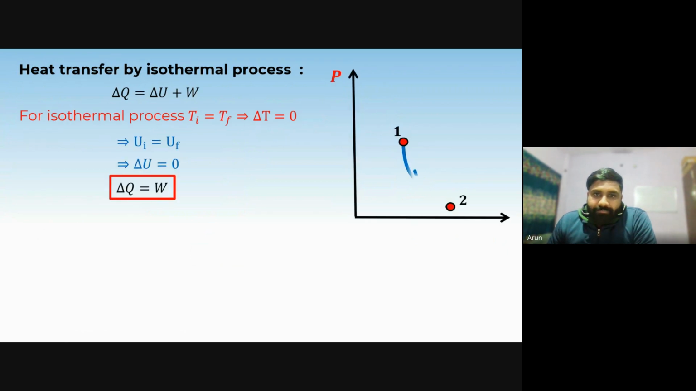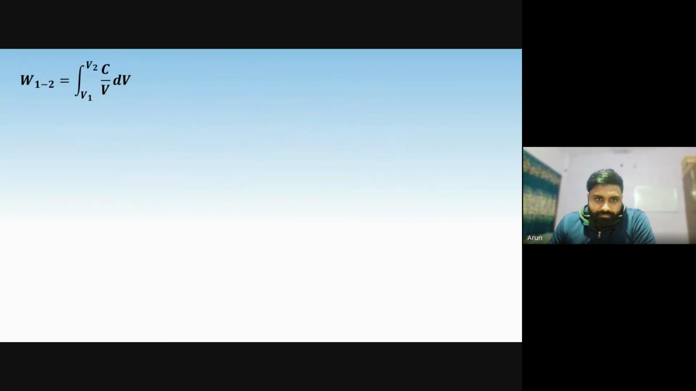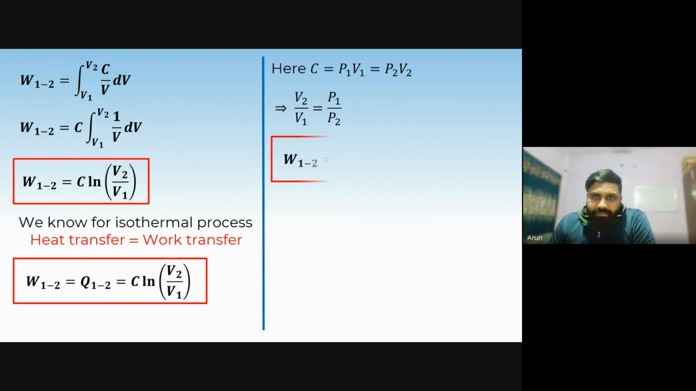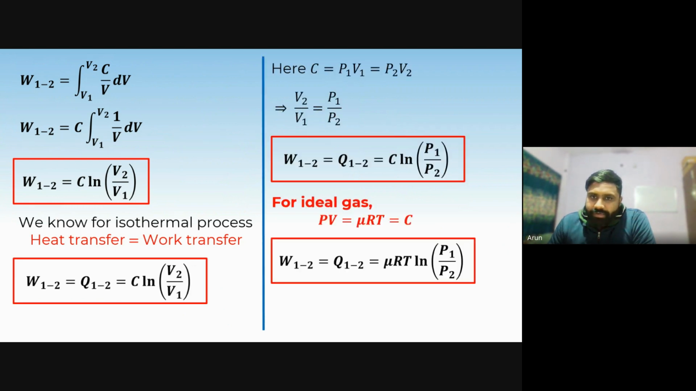So all this we have done. The work done in this process is C ln V2 by V1. C here is the mu RT that we have taken in that expression. So you can also convert it into the pressure formula.